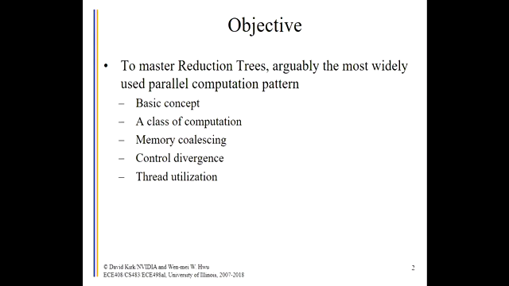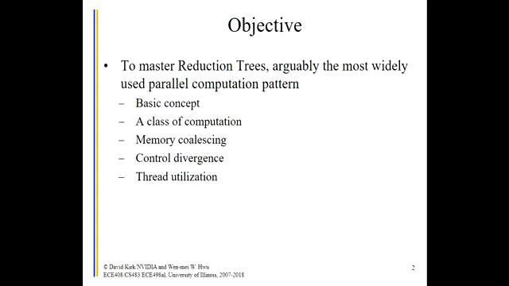And this topic is now transitioning into the realm where the threads need to begin to collaborate more. Okay, they need to begin to potentially generate output for each other, and so we're going to look into this as the next level of patterns that we're going to use in our code. So the reduction tree is arguably the most widely used parallel computation pattern, and we're going to talk about the basic concept and the class of computation. Reduction tree really represents a class of computation. It's not just a single algorithm.